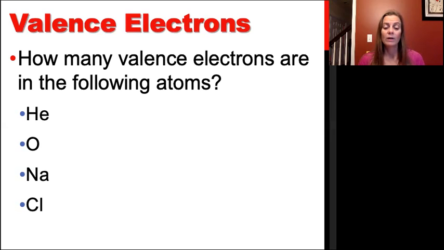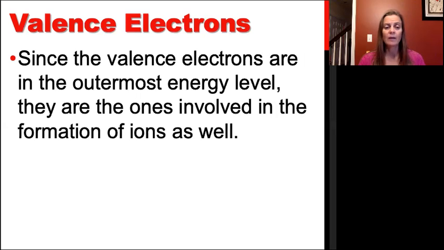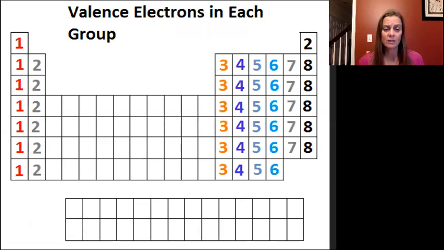Let's talk about one of the other ways that they are important. We said that they are important because these are the electrons that are involved in bonding. Because they are the ones in the outermost energy level, they're also the ones involved in the formation of ions, either in terms of losing electrons or gaining electrons. And atoms are going to either gain or lose electrons in order to have 8 valence electrons. So if we go back to our periodic table that shows us the number of valence electrons, we can see that we want to either gain or lose electrons to get to 8.